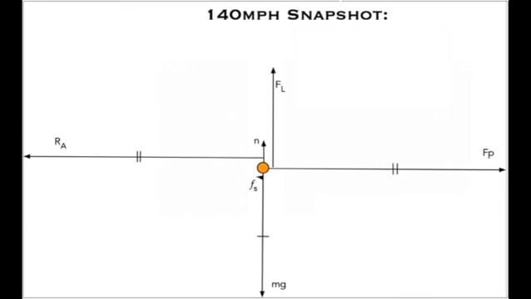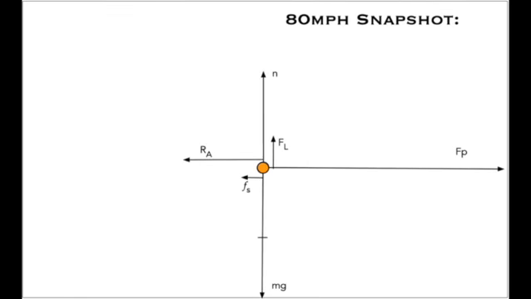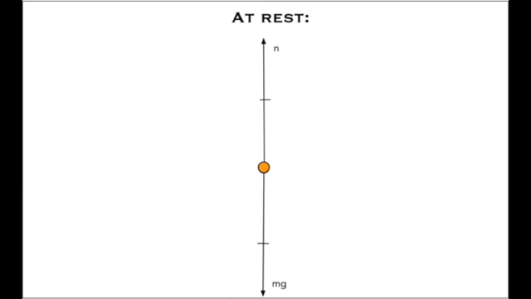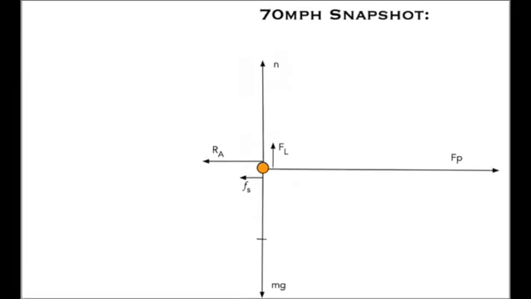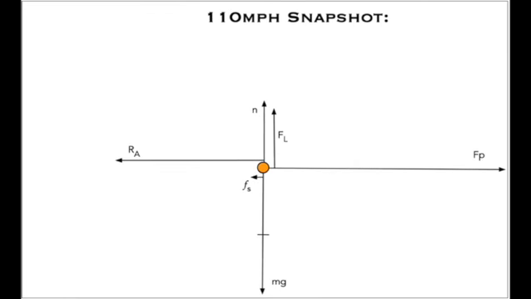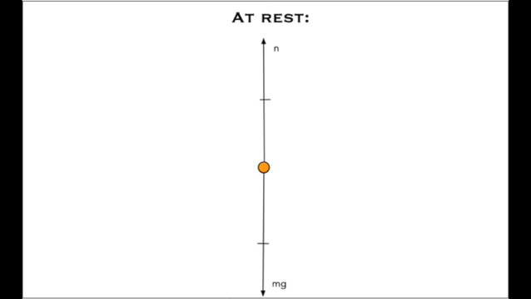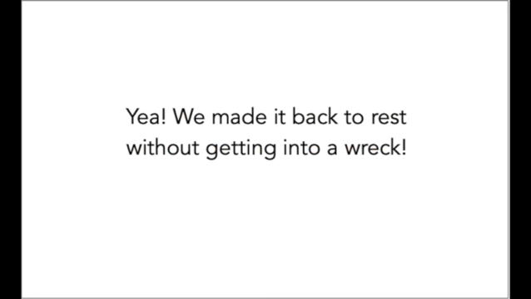Let's reverse the process and go back down. Once again, look at the relative lengths of these vectors. One more time up and down, this time even quicker. This is the last round. Watch those arrows change. Alright, made it back to safety without getting into a wreck.